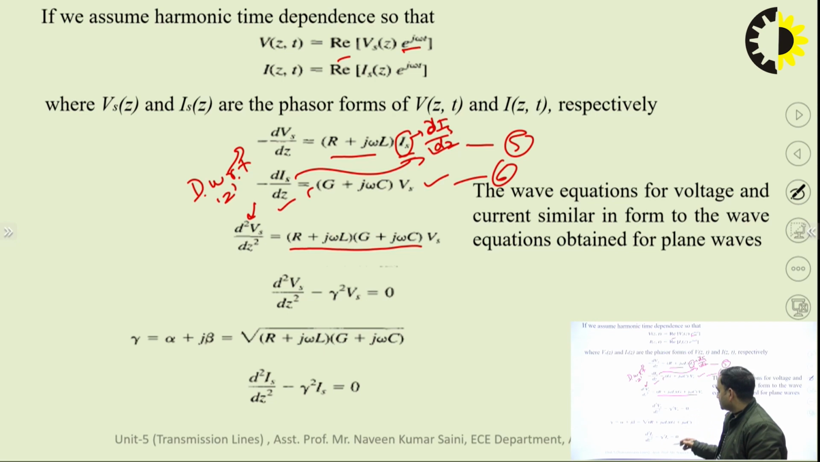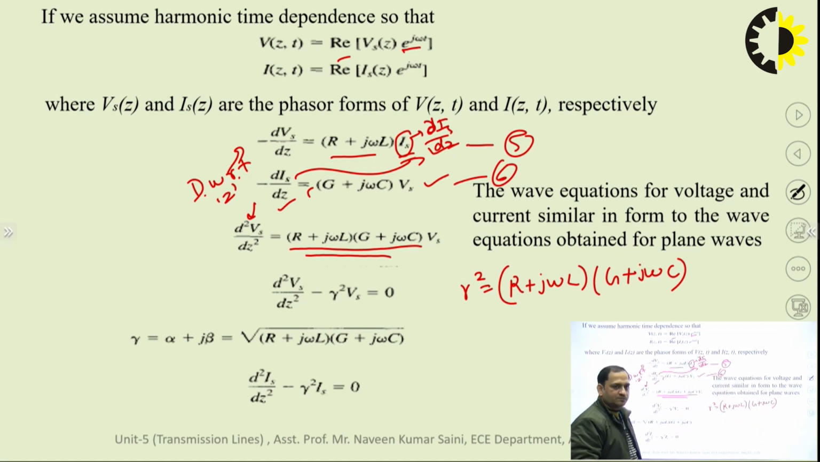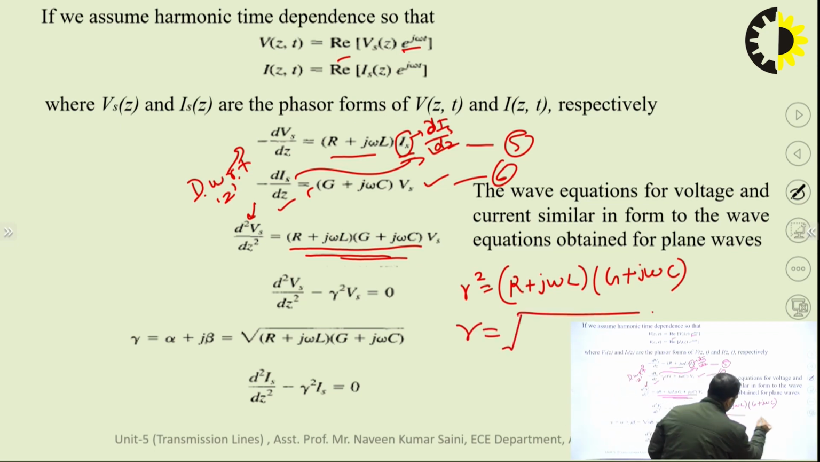Okay. So as we defined the propagation constant in electromagnetic field theory, we are defining the same propagation constant for the transmission line. So here we can say that gamma square is, we are assuming, (R plus j omega L) into (G plus j omega C). So gamma square is equal to (R plus j omega L) and (G plus j omega C). So this is the gamma square. So gamma will become what? Gamma will be the square root of (R plus j omega L) and (G plus j omega C). I hope this point is clear.